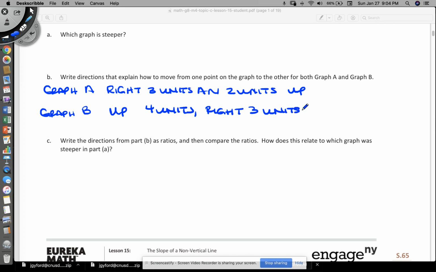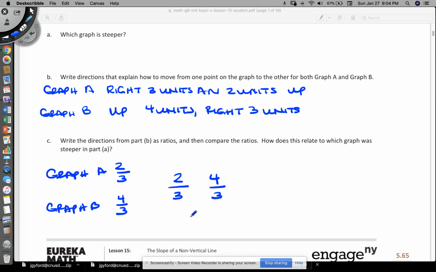Now it says write the directions from part A as ratios and then compare the ratios. So we kind of did that up in the graph while we were working, but we're going to go ahead and put it down here. Graph A was 2 over 3. Our rise was 2, our run was 3. And then for graph B, we had 4 over 3. So we're going to compare these. You have 2 to 3 versus 4 to 3.